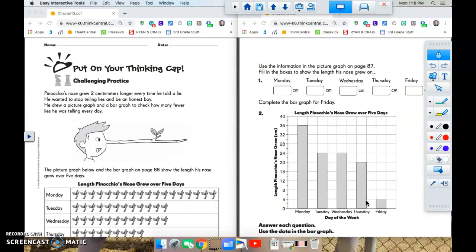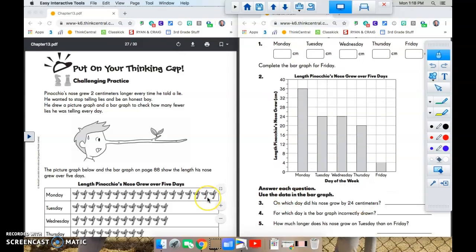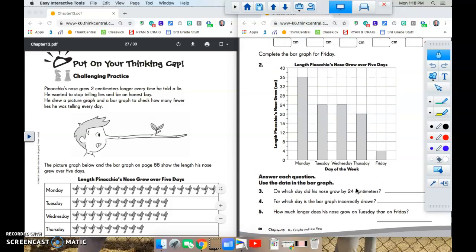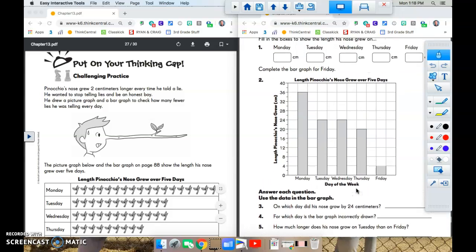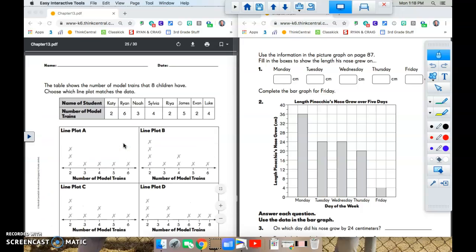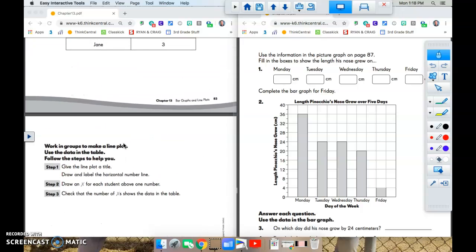So tomorrow we will go over put on your thinking cap. We'll do both of those. So do your best working on that today. I hope this one went well for you with our couple questions with the thinking journals there. Any questions, please email me or say something in Google Classroom and we'll get it fixed.